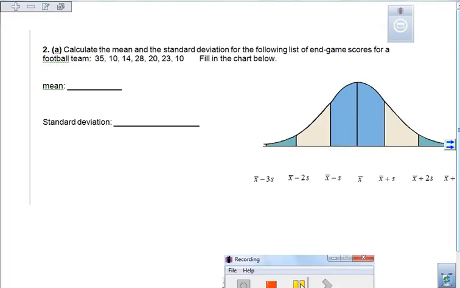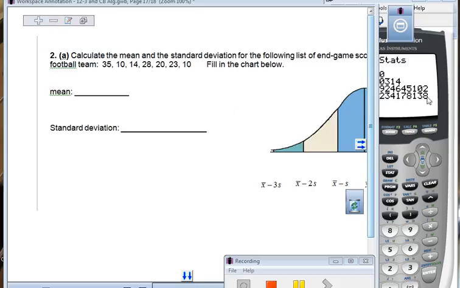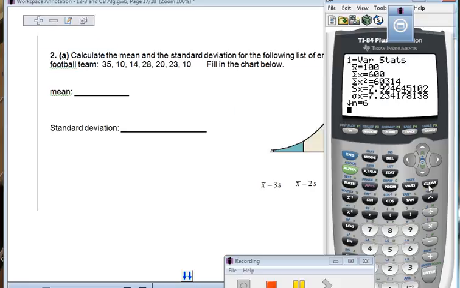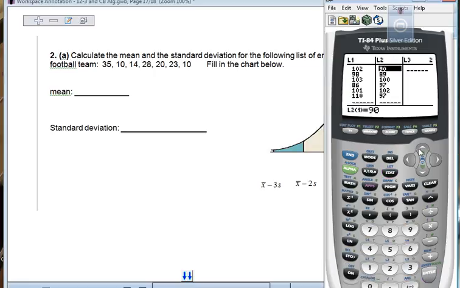So I need to grab my graphing calculator, and on my screen I have some stuff, so I need to clear it off. I go to Stat, and I need to hit Edit. And then I have some information in my list. I can not worry about list 2. Let's go to list 1, hover over the top, and hit Clear, Enter.